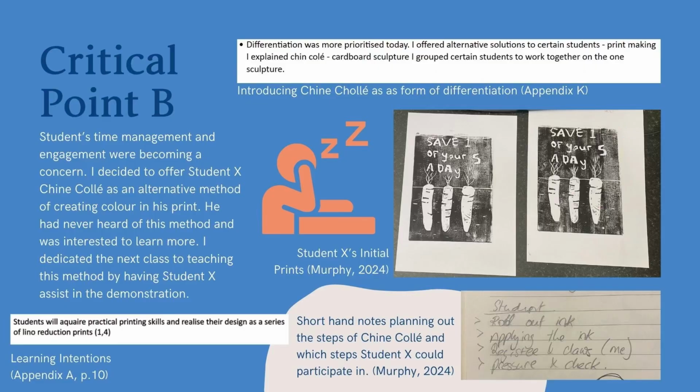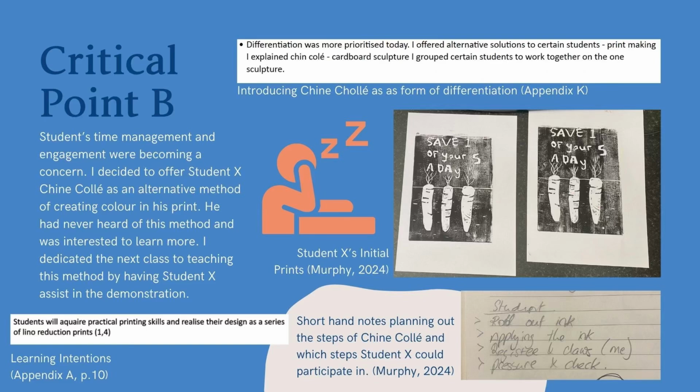My second critical turning point involves Shinkalay as a means of differentiation. There were a number of contributing factors that led me to differentiate through Shinkalay. The first of these was time. Student X's ability to manage time had me predicting that he would not have enough time to do a 3-colour reduction print. Secondly, I felt that student X was becoming more and more disinterested in the cutting aspect of the project and would often distract other students around him out of boredom. Setting him a challenge would regain his interest.